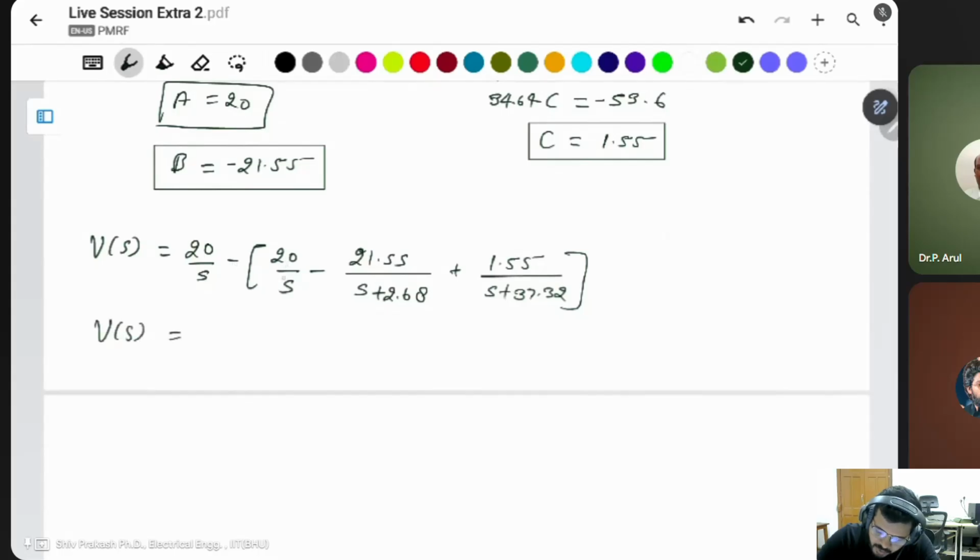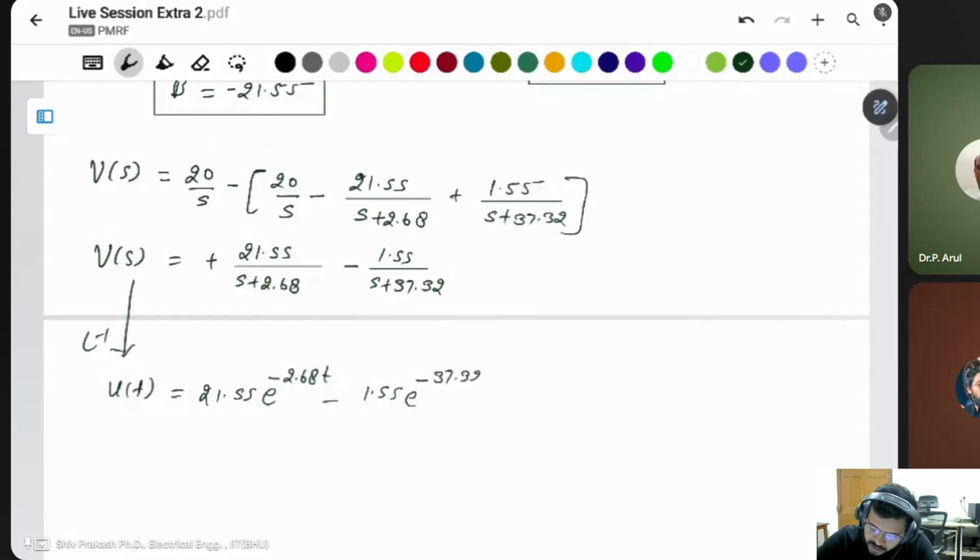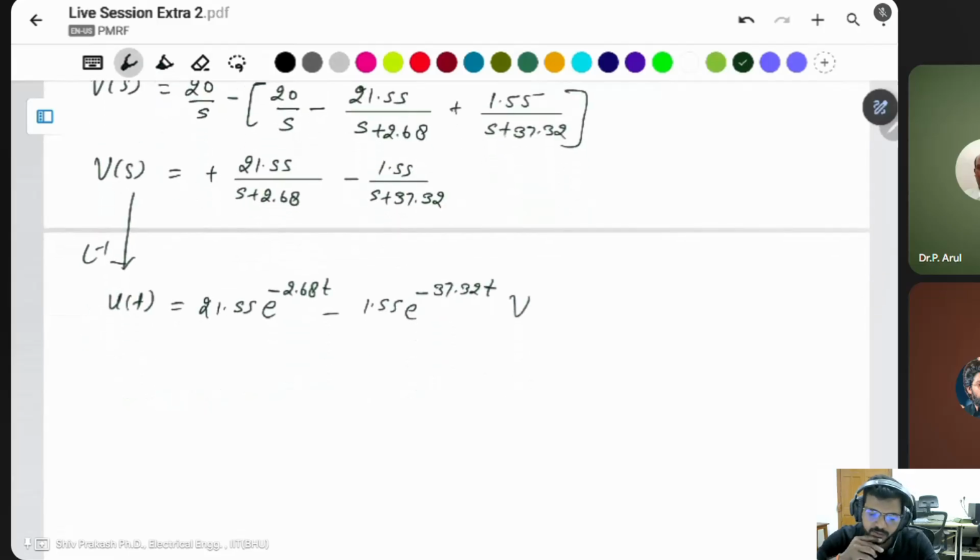Multiplication of this one is negative, minus of 20 by s will be cancelled out, this will be positive. 21.55 divided by S plus 2.68 minus 1.55 divided by S plus 37.32. Then convert this into inverse Laplace. Then Vt is equal to 21.55 e to the power of minus 2.68t minus 1.55 e to the power of minus 37.32t. Okay.